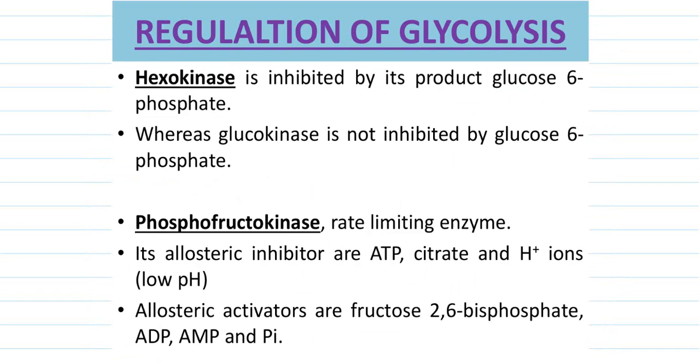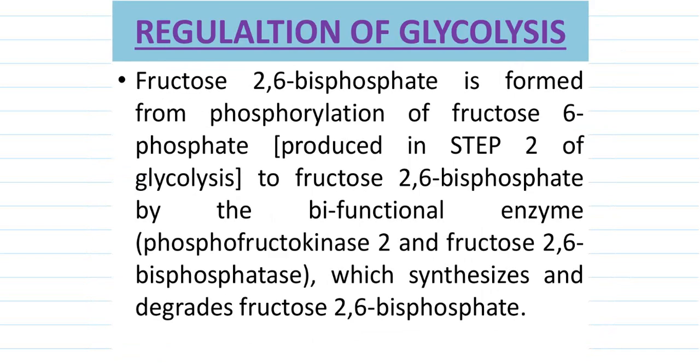So allosteric activator, fructose 2,6-bisphosphate, we must be wondering, where is this fructose 2,6-bisphosphate coming from? Okay, let me tell you. Fructose 2,6-bisphosphate is formed from the phosphorylation of fructose 6-phosphate, which is produced from step 2 of glycolysis. This fructose 2,6-bisphosphate is formed by the phosphofructokinase 2 enzyme. Okay, it's a bifunctional enzyme. Phosphofructokinase 2 will form fructose 2,6-bisphosphate.